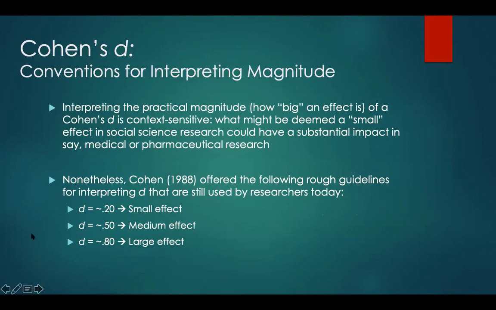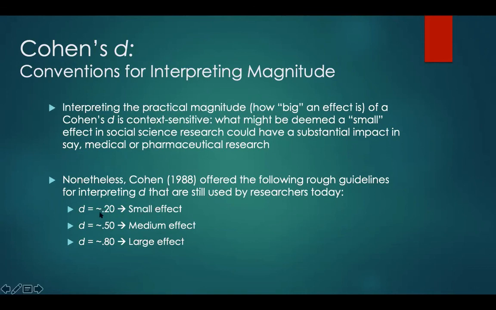So how do we interpret this? Interpreting the practical magnitude of how big an effect is for a Cohen's d is context sensitive. So what might be deemed a small effect in social science research could have been a substantial effect in, say, medical or pharmaceutical research. Nonetheless, Cohen in 1988 offered the following rough guidelines for interpreting Cohen's d that are still used by researchers today, for better or worse.